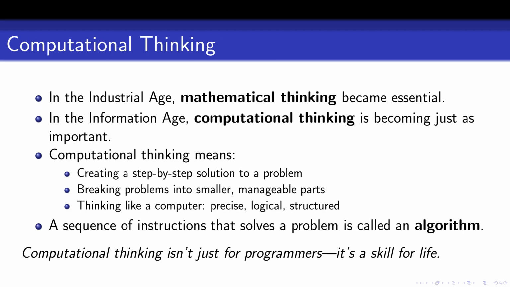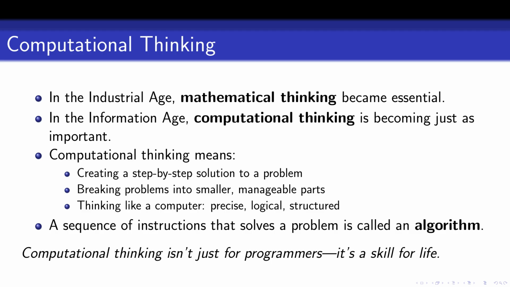Now that we've seen how instruction order changes program behavior, let's step back and talk about a bigger idea: computational thinking. This is more than just coding, it's a way of approaching problems. In the industrial age, mathematical thinking was essential. Today, in the information age, computational thinking is just as important. So what is it? It's the ability to break down problems into smaller parts, devise a step-by-step plan to solve them, and think logically and systematically, like a computer would.